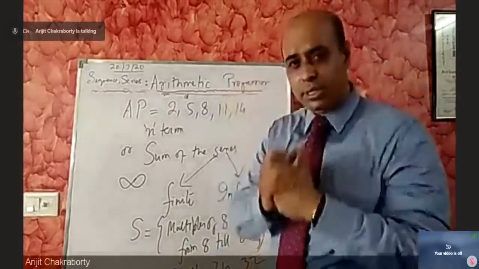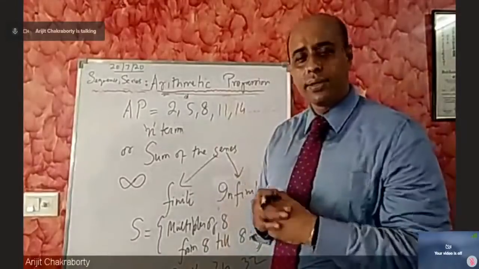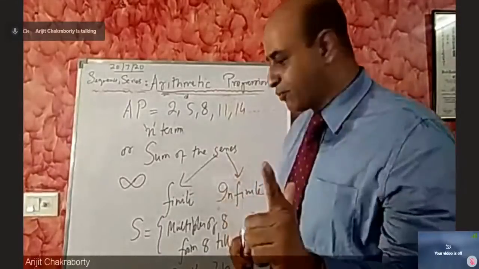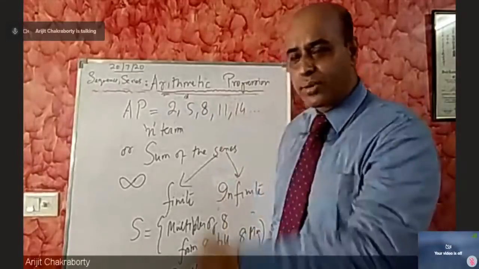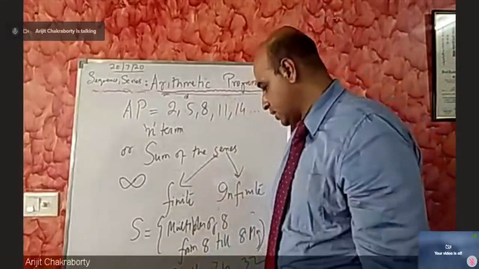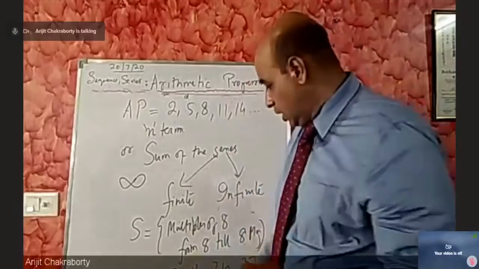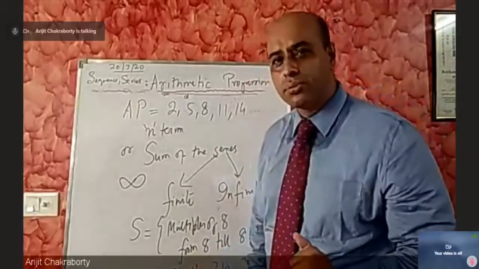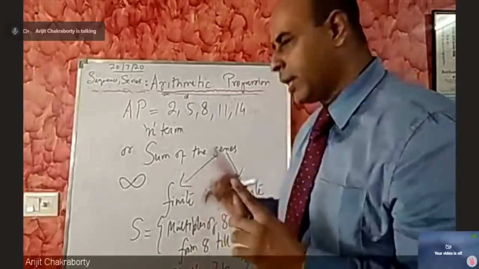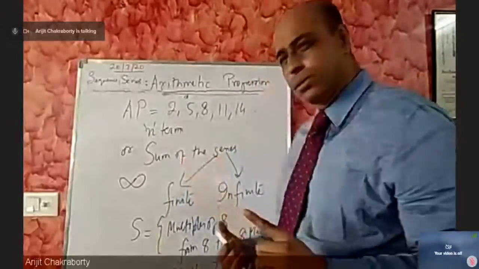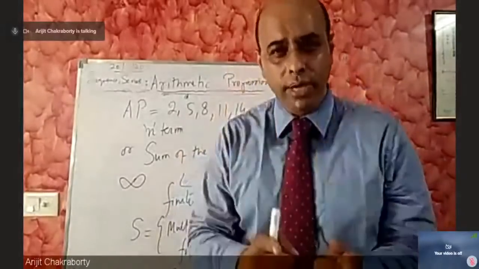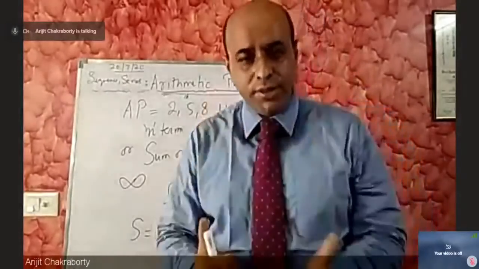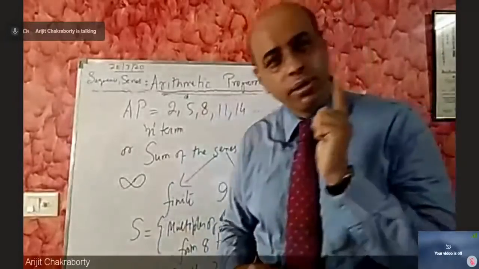Some people get confused here. Is it a GP? No. Because the common difference is 8, but the common ratio is not fixed. 16 by 8 is 2, but 24 by 16 is not 2. So some people think, oh, 8, 16, 24, 32, it seems like a GP. No. GP, that is geometric progression, means the common ratio will be fixed.